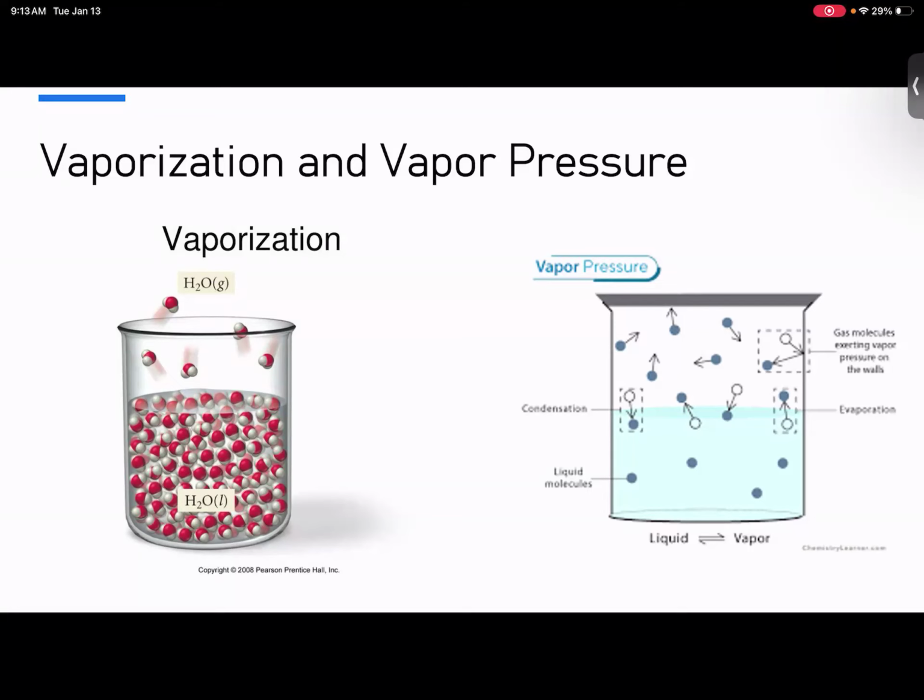At some point, the molecule is going to lose enough energy that it will condense back into the liquid phase. So this is what is considered to be a dynamic equilibrium, because the liquid molecules are going into gas phase as quickly as the gas molecules are going into liquid phase. So the rate stays constant for this process. But again, it's vapor pressure because these gas molecules are colliding with the surface and applying pressure. You can only measure vapor pressure in a closed system.